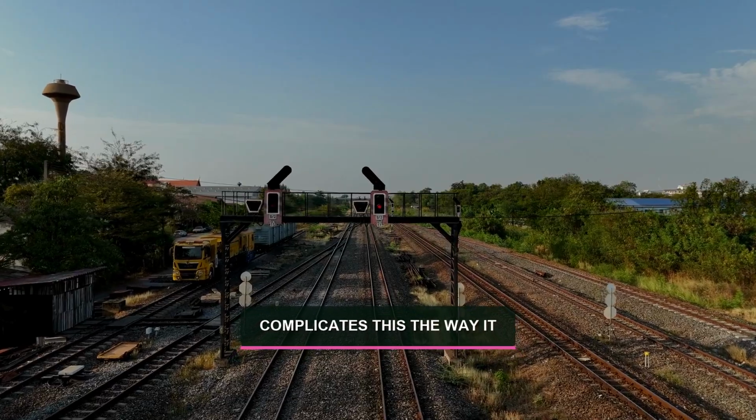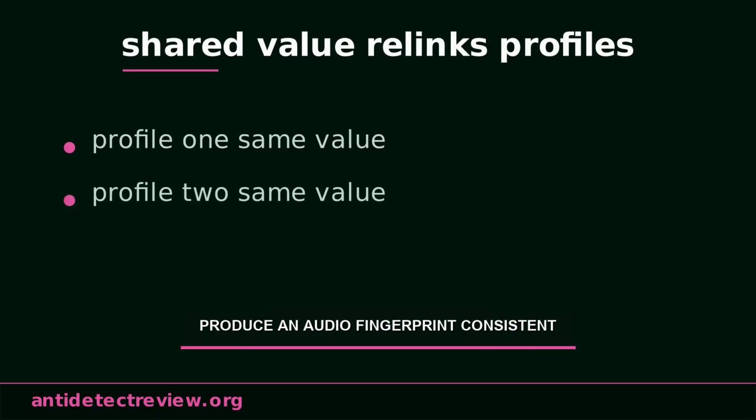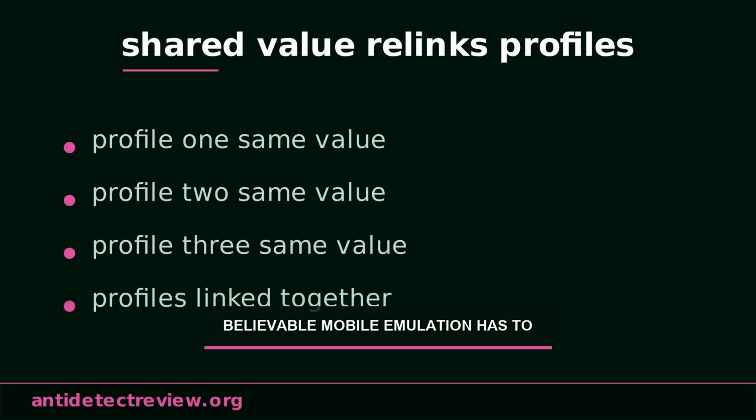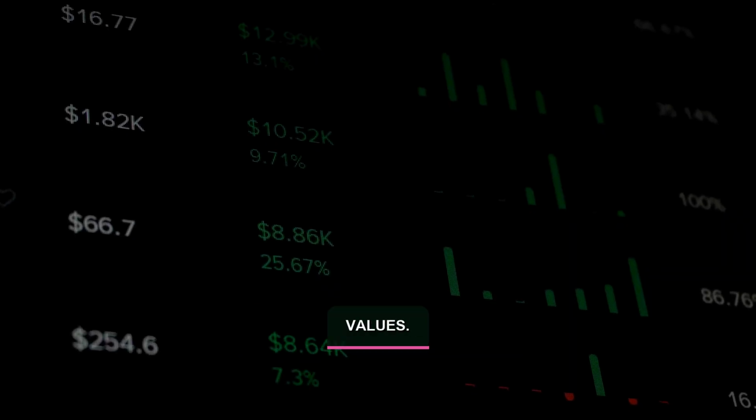MoveOwl complicates this the way it complicates everything. A real phone processes that generated tone through a different audio stack than a desktop does, so a profile claiming to be a phone should produce an audio fingerprint consistent with that kind of device, not a desktop one. A value that says phone at the page level while the audio underneath looks like a desktop machine is the same contradiction wearing mobile clothing. Believable mobile emulation has to reach down to this quiet signal too, which is one more reason genuine mobile profiles are harder to produce than swapping a handful of reported values.